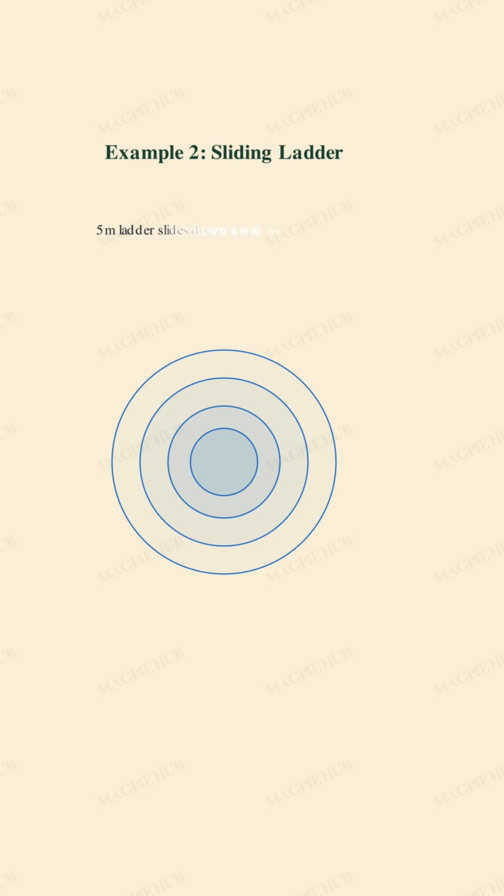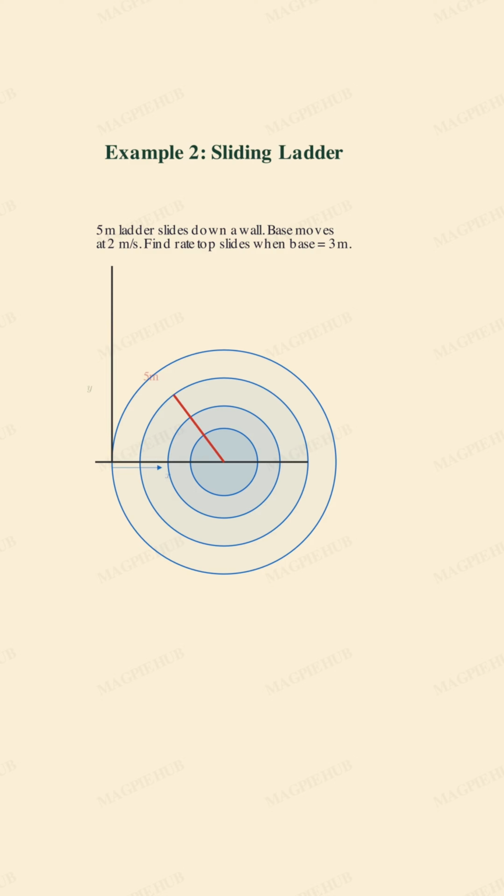Example 2, the classic sliding ladder problem. A 5-meter ladder leans against a wall. The base slides away at 2 meters per second. Find how fast the top slides down when the base is 3 meters from the wall. By Pythagoras, x squared plus y squared equals 25. When x equals 3, y equals 4.